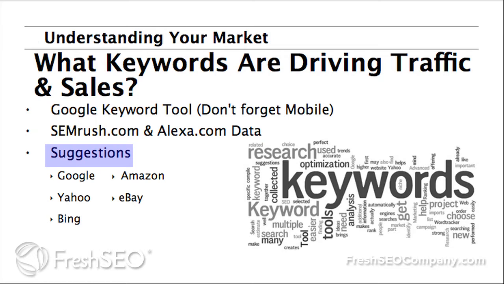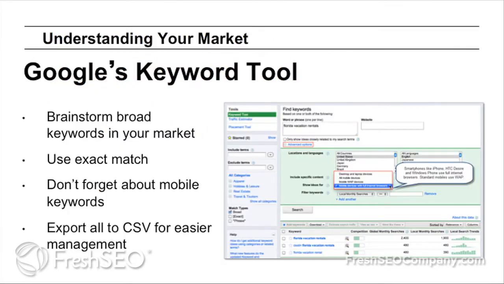Google, Yahoo, Bing, Amazon, eBay, they spit out suggestions based on the first couple of letters that you start to type. So we're going to look at that data as well. So with the Google Keyword Tool, you really want to brainstorm broad keywords in your market. So these might be single word keywords, or two word keywords. I think is a good place to start. So a two word phrase or a single word phrase to really go broad in your market.